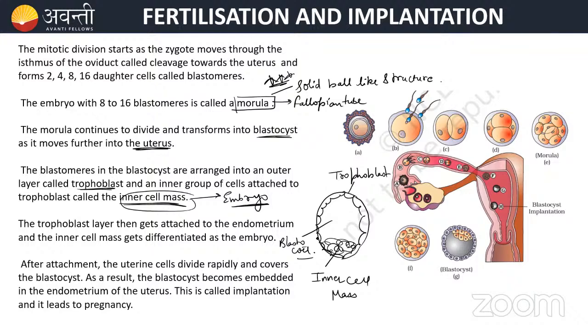When the blastocyst attaches to the endometrium of the uterus, this is known as implantation, and it leads to pregnancy.